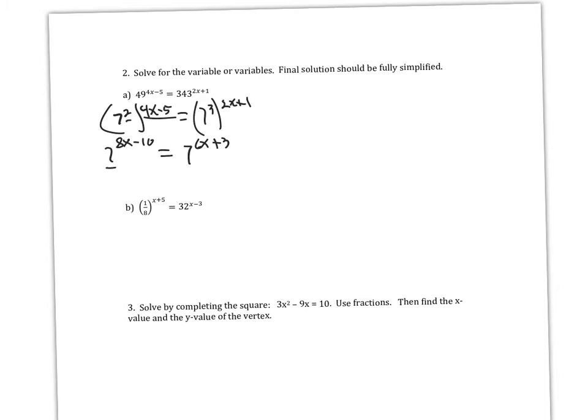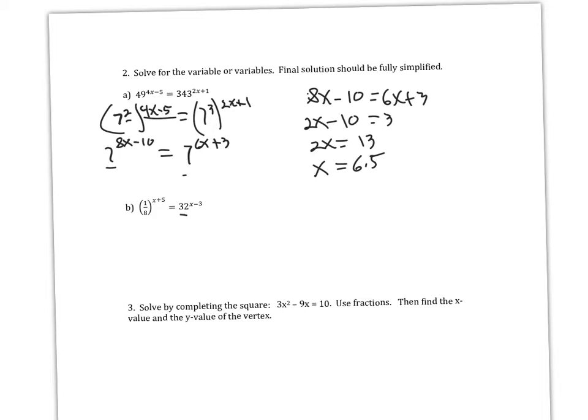Once we have the base the same and the values the same on both sides, that only happens when the exponents are equivalent. So we can now say that this must be true. We get 2x minus 10 is equal to 3, 2x is equal to 13, x is equal to 6.5. So if I plug 6.5 back in here and evaluate both of those, I'll get the same value.